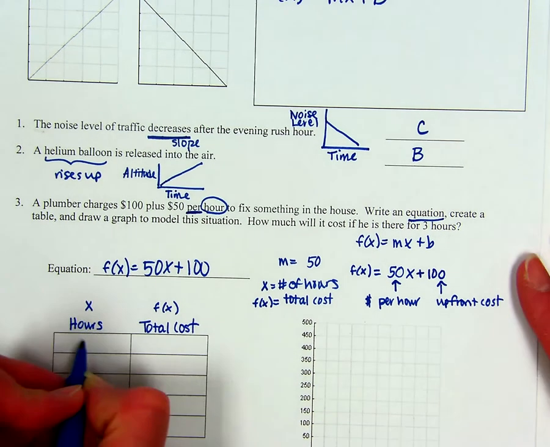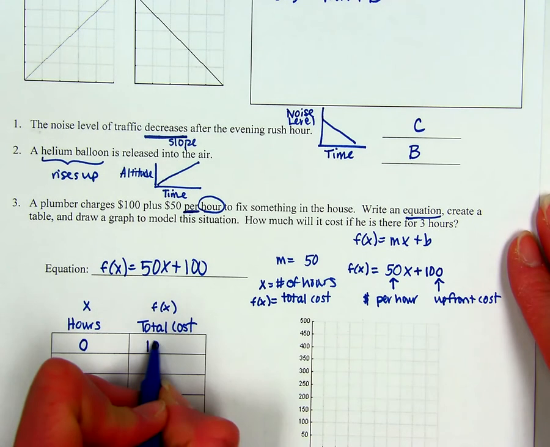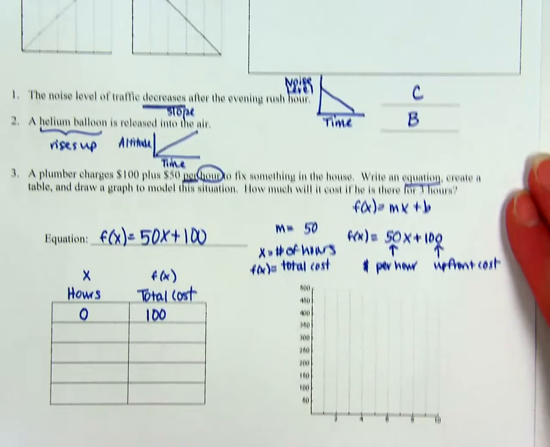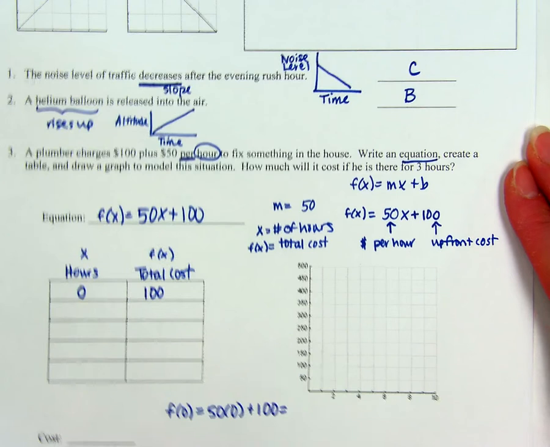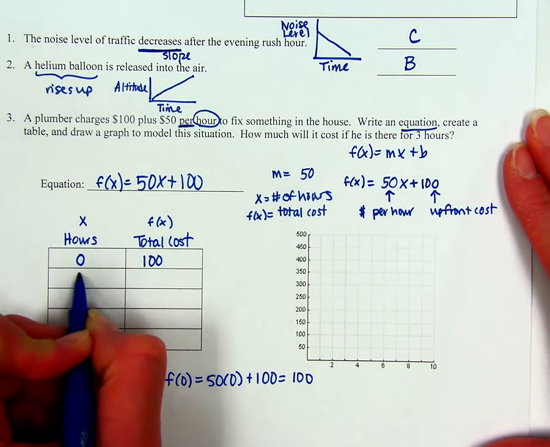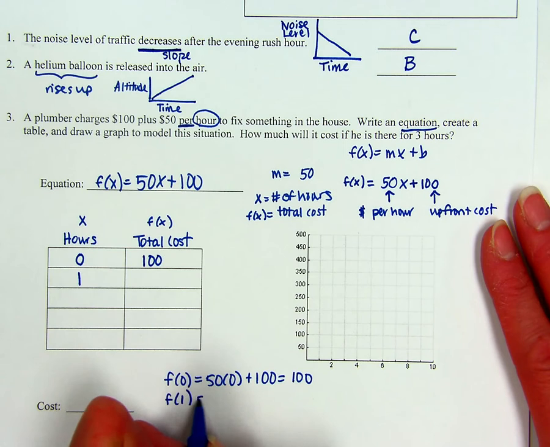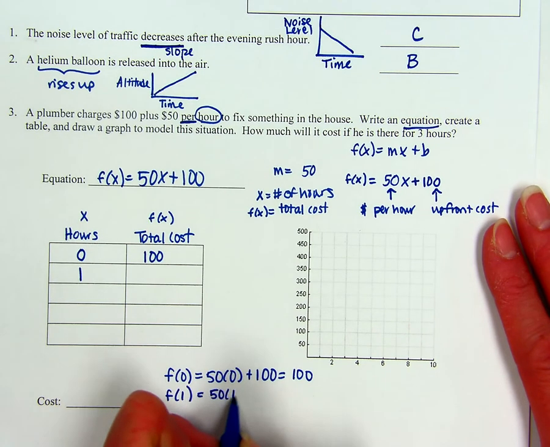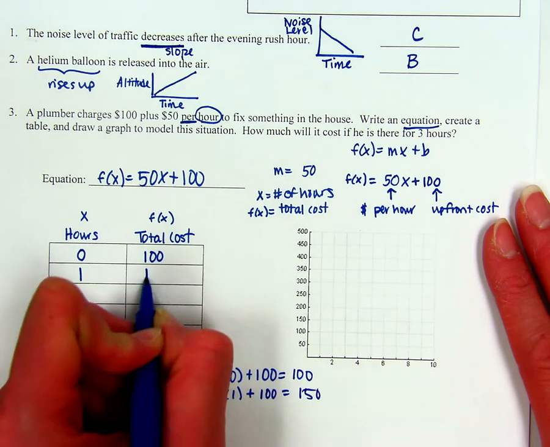All right, so if I start off with 0, just for the plumber to come to my house, I'm going to pay $100. Right? If I didn't know how I got that, I would be doing f of 0, that's 50 times 0 plus 100. And if I put that in my calculator, I get 100. All right? What happens after 1 hour? Like if I have some job that takes 1 hour for the person to fix. Well, I'm doing f of 1. So 50 times 1 plus 100. It's 50 plus 100, that's 150.